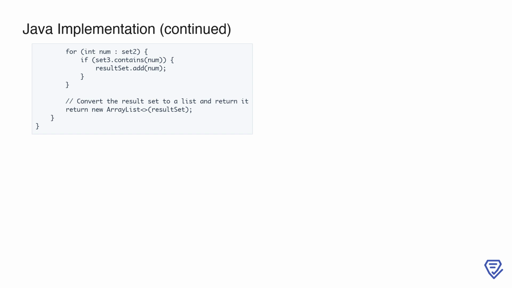Finally, we convert the result set into a list using the ArrayList constructor and return it as the output of the method. This ensures that the result is returned in the required list format. By using sets, our approach efficiently handles duplicate values within each array and simplifies the process of identifying numbers that appear in multiple arrays. This implementation is both concise and effective for solving the problem.